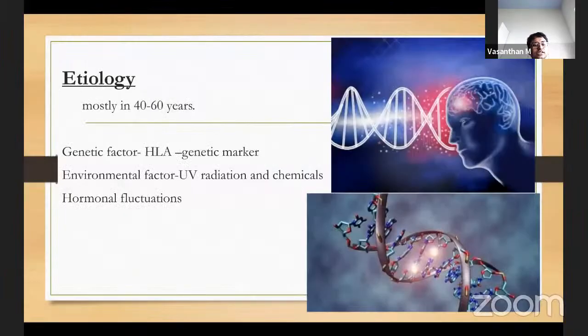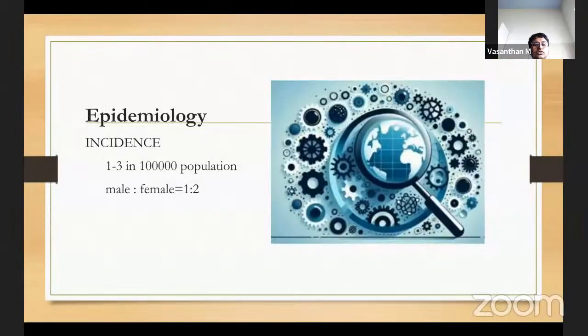How is it caused? One of the most important factors is genetic. Actually, a gene is a genetic marker of pemphigus vulgaris. Environmental factors such as UV radiation and other toxic chemicals can also lead to this autoimmune condition. Some hormonal fluctuations in females during pregnancy or menopause can also cause this autoimmune disorder. It is a rare autoimmune disorder which affects only 1 to 3 in 1 lakh population. In that, females are more prone to it.